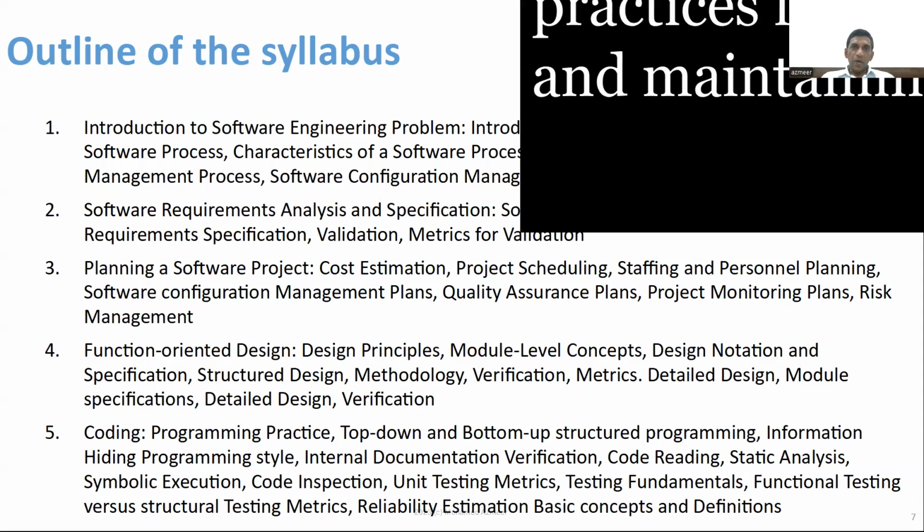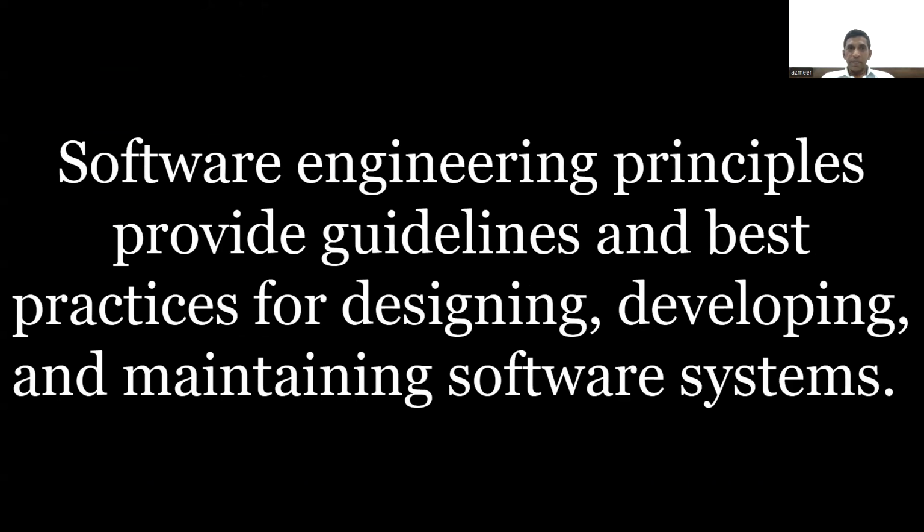Now, why are all these things important, right? Lots of different things, as you can see. It's a wide area of things. So here's the bottom line. Software engineering principles provide guidelines and best practices for designing, developing, and maintaining software systems. So it's not only design, not only development, it is also about maintaining.